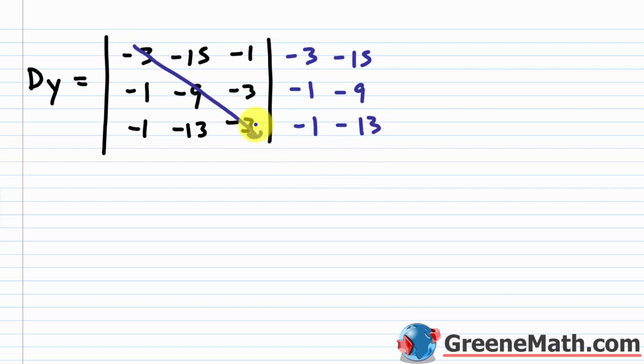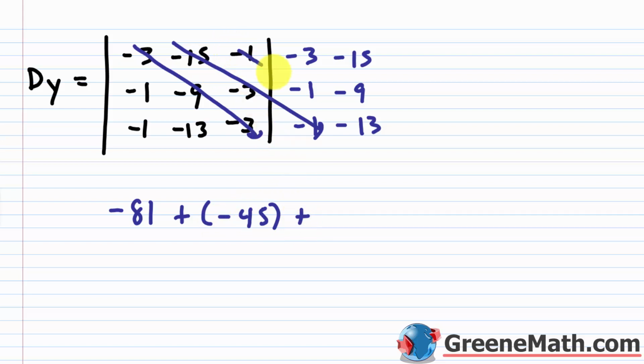So -3 times -9 times -3 is -81. Then plus, I'm going to multiply down here. You've got 3 negatives, so you know it's going to be a negative, and 15 times 3 is going to be 45. And then plus, if I go down this way, -1 times -1 is +1, then times -13 is -13. So let's find this sum real quick. -81 plus -45 is -126. Then if I add -13, I get -139. So let me just put that in there.